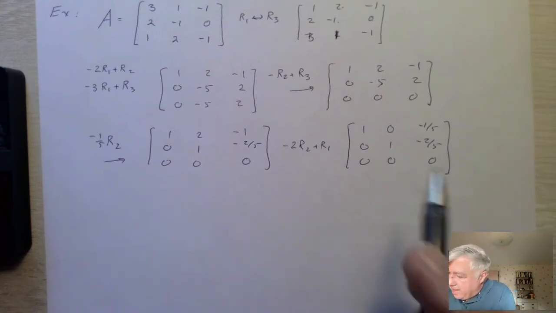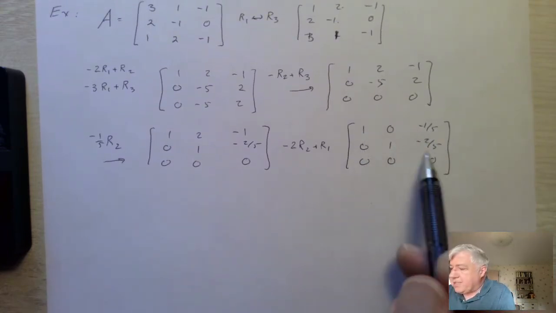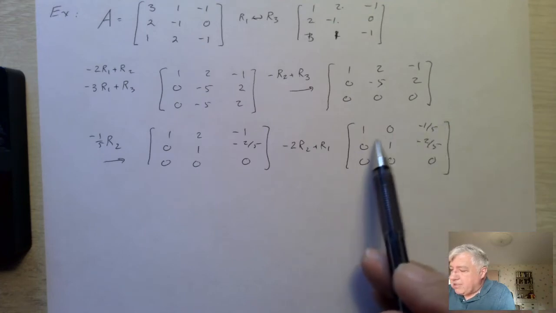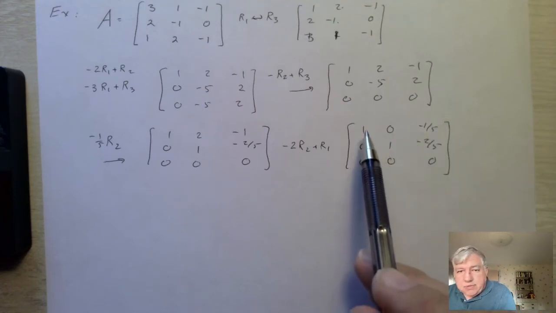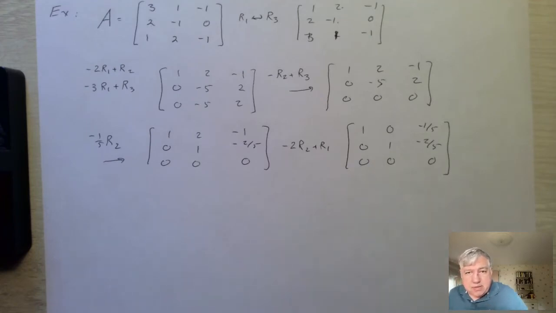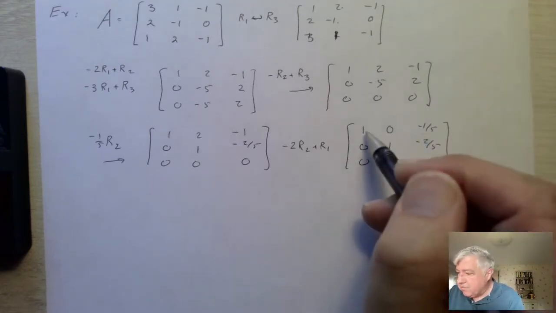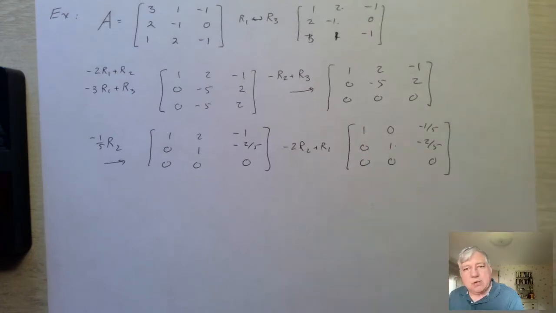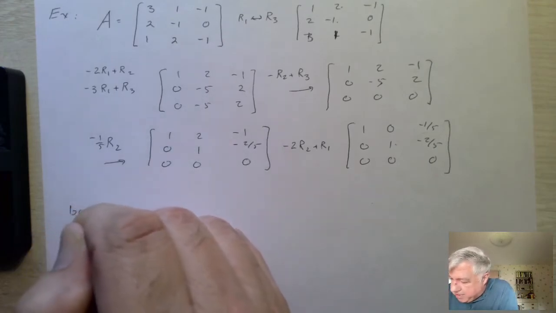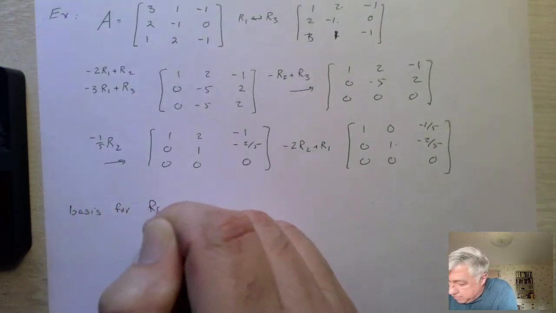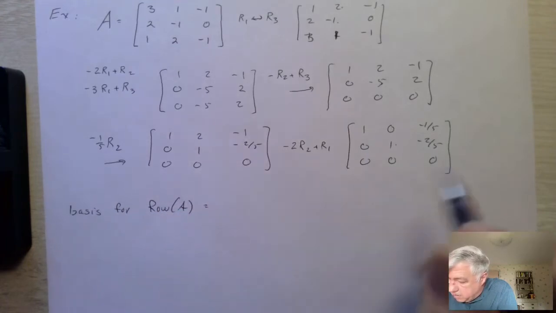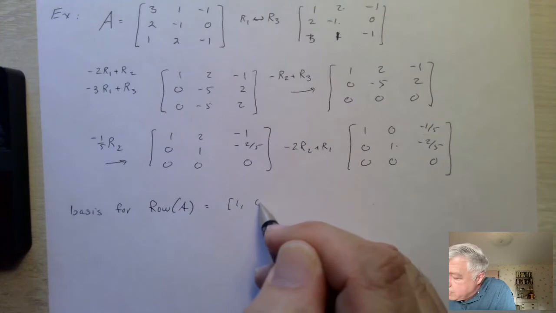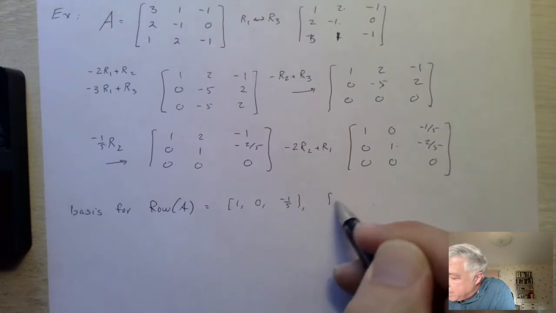But now we can see that these rows will be a basis for the row space. I hope it's clear that these two rows are linearly independent. Not only are they not multiples of each other, but because we have a 1 here and a 1 here, basically all the non-zero rows of a reduced row echelon form have to be linearly independent if you think about it. Okay, so the basis for the row space of A will be the first row and the second row.